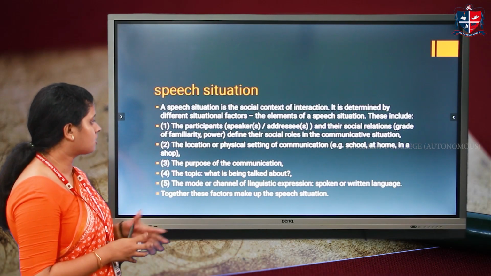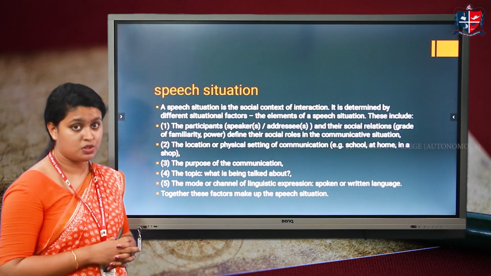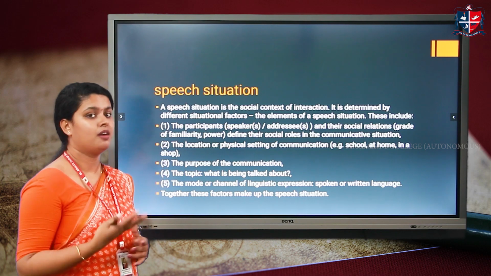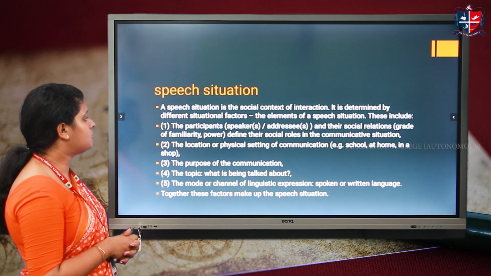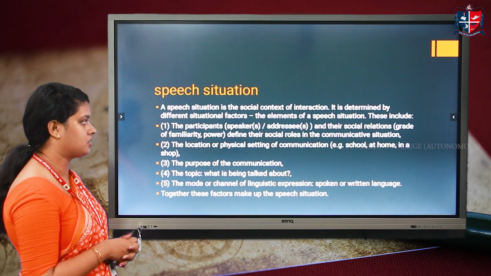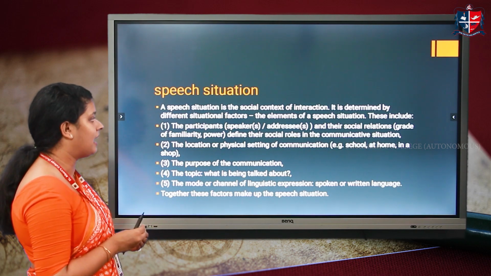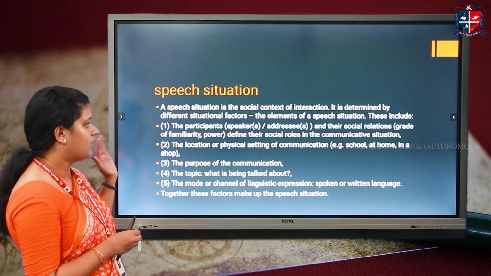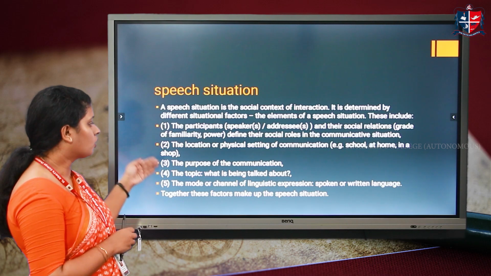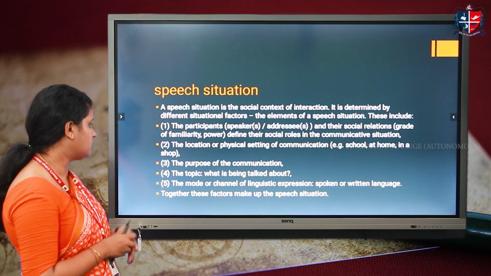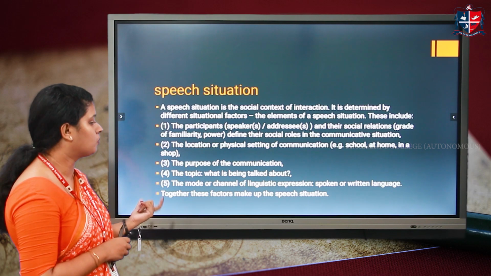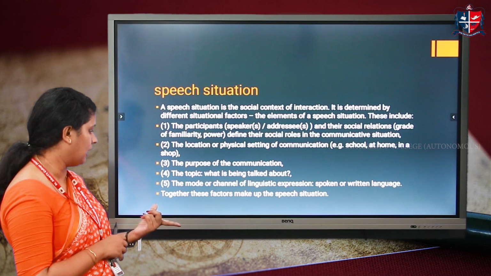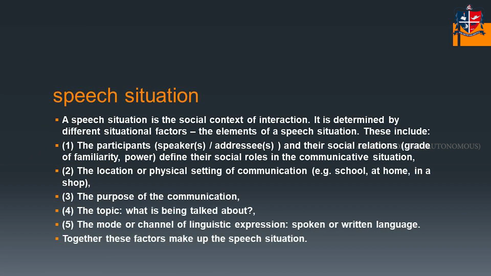The next concept is the speech situation. According to the situation, the kind of language we use may vary. The speech situation is the social context of interaction. It is determined by different situational factors, the elements of a speech situation, which include the participants and their social relations, the location or physical setting for communication, the purpose of communication, the topic, what is being talked about, and the mode or channel of linguistic expression, spoken or written language. Together these factors make up the speech situation.